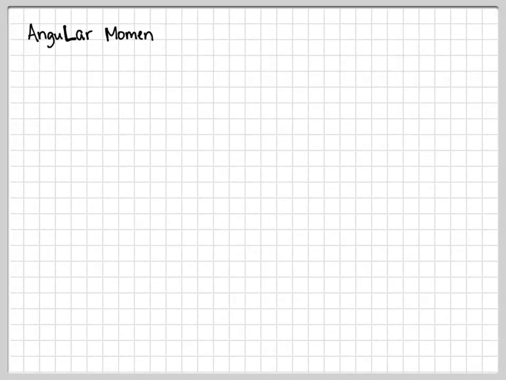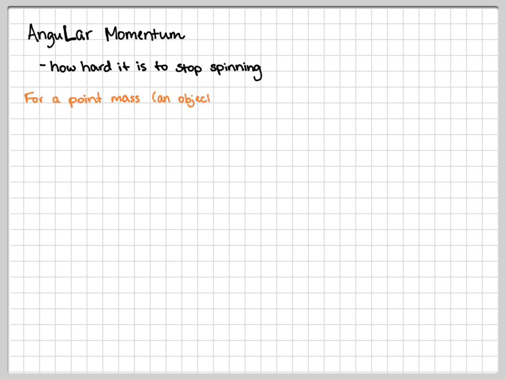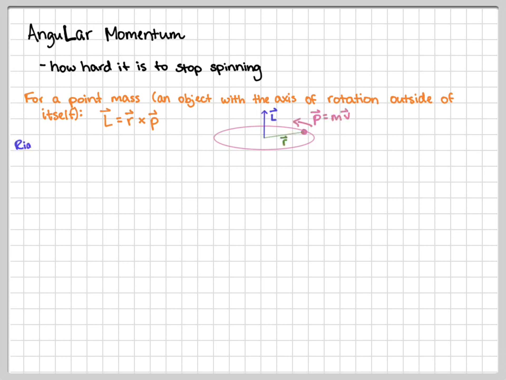All right, hello. We are talking about angular momentum today. Weird emphasis because the symbol for angular momentum is an L. I don't know why. We're out of letters, so angular momentum is an L. Just like regular momentum, it's defined as how hard it is to stop an object, specifically in this case, how hard it is to stop an object from spinning.